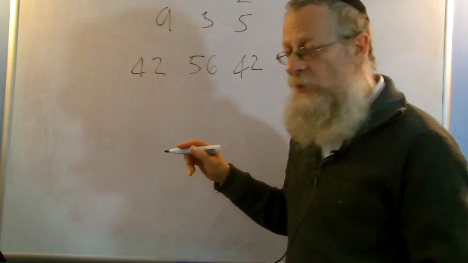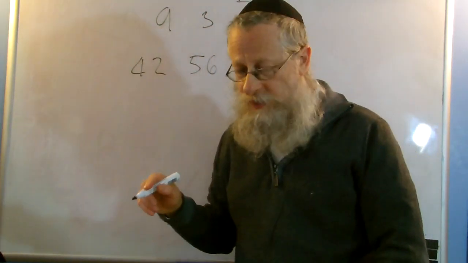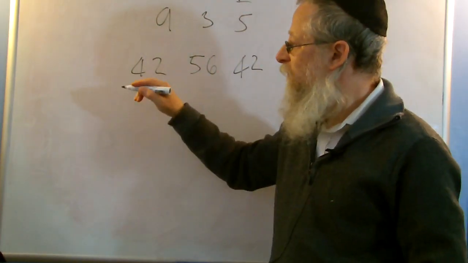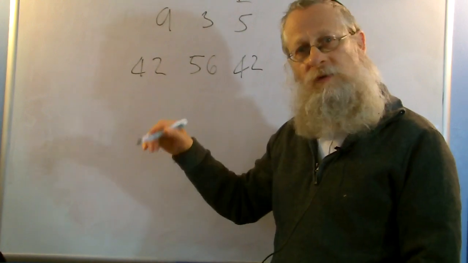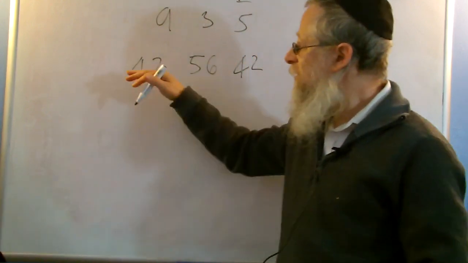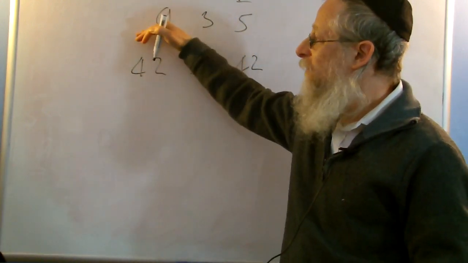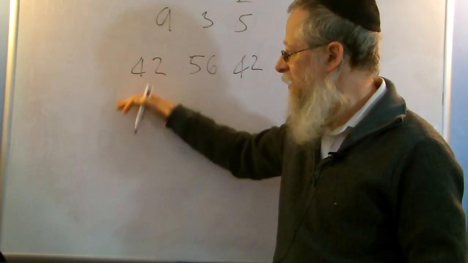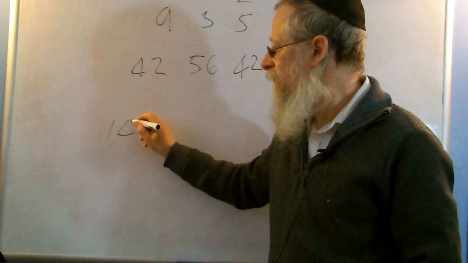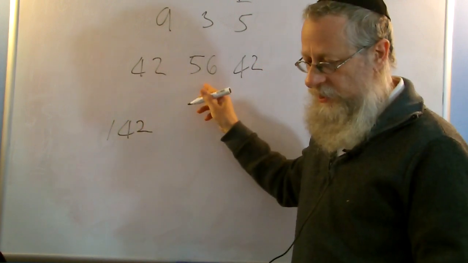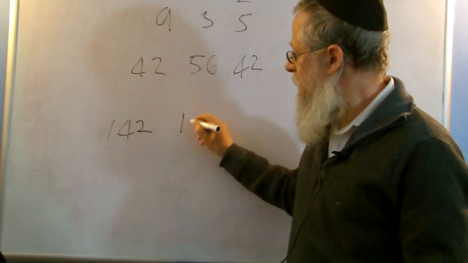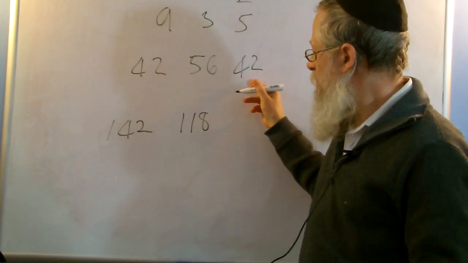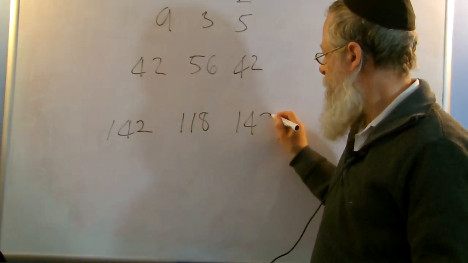And now we go to the next level. We say, what does the word 42 equal to? I've done this before, and I've called it the soul value. So 42 is like the soul value of 9, when 9 is the body value, that's the soul value. Now we extend it further. 42 is 142. 56 is 118. And 42 is 142.